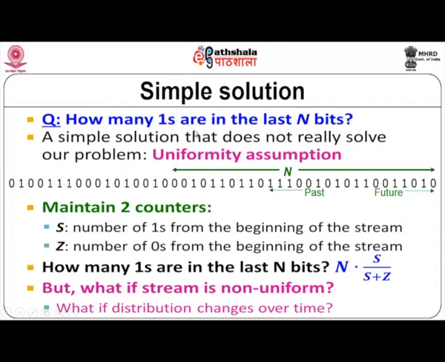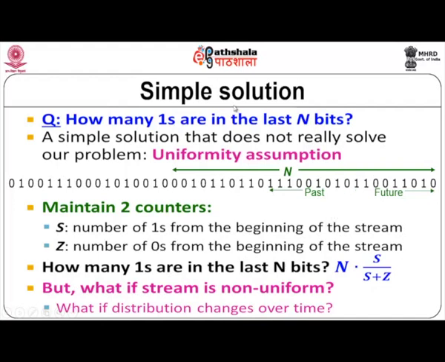In our scenario, we are working on the number of ones, how many ones are in the last n bits. Now, this will be given by the probability n multiplied by s divided by s plus z, where n is the length of the window. In other words, the number of elements that can be accommodated in the given window, multiplied by s, the number of ones occurring from the beginning of the stream, and z is the number of zeros occurring from the beginning of the stream. So, n multiplied by s divided by s plus z will provide you the probability, and that indicates what is the percentage of ones that may be available in the given data stream.